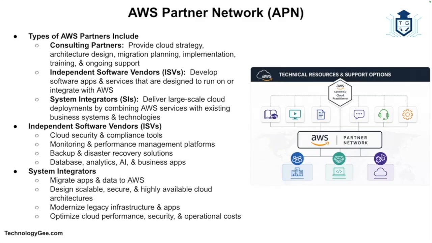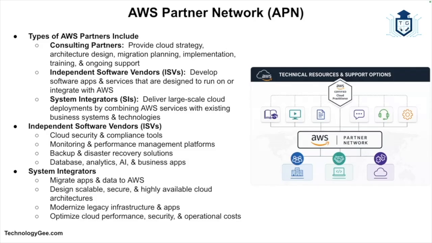So exactly what is the Partner Network? Well, the partner network includes consulting partners, independent software vendors, and system integrators. And the independent software vendors are basically companies that build software that runs on AWS. Examples include things like security tools, monitoring platforms, and backup solutions. And then we have system integrators. These are organizations that help businesses migrate to AWS. They design architectures and they optimize cloud environments.